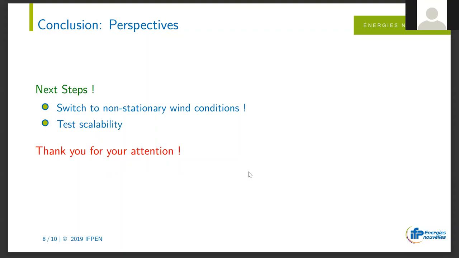Any questions? Yes, how would you implement this in practice?